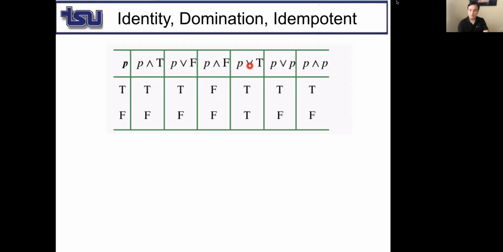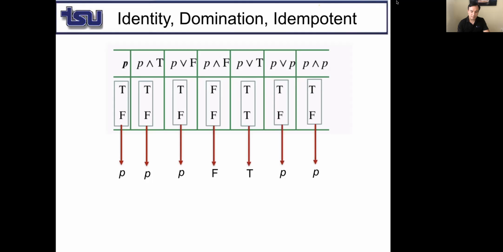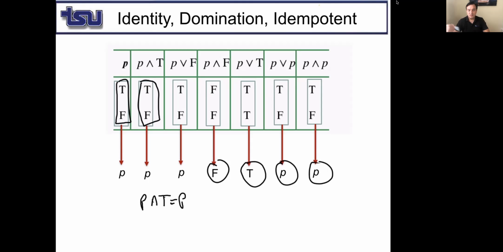And how about this one? P or T, P or true. True or true is true. False or true is true. P or P, true or true is true. False or false is false. Similarly, true and true is true. False and false is false. So as you see here, look here. What does this say? This says that P and true is equal to P. As you see here, this is P and this is P. Similarly, this is P, this is F, this is true, this is P, this is P. That's another way of looking at the previous slide.